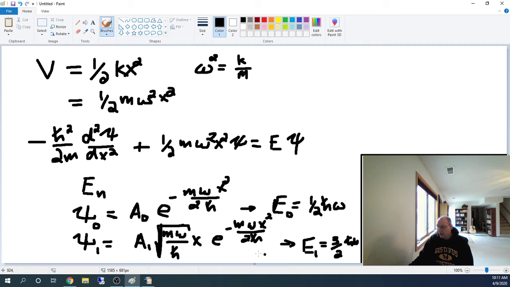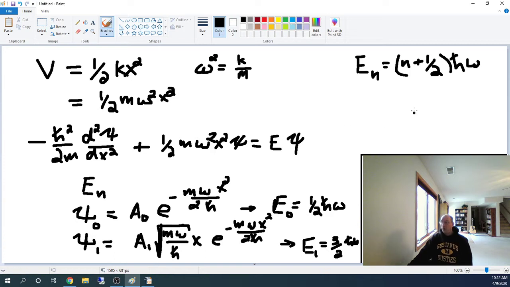If you do it for n equals 2, for the second order polynomial here, which is more complicated yet, you would end up getting that E2 is equal to 5/2 h bar omega. So that tells us that the energy associated with the nth order polynomial multiplying the Gaussian here is n plus 1/2, so an integer plus 1/2 times h bar omega. And there we go. Those are the energies that are associated with the harmonic oscillator solution. And that's it.